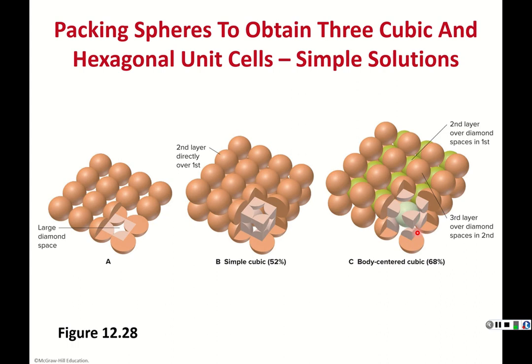If now your second layer is a different color, they use green, you move over one spot so the layers are not directly on top of each other, you shift it over into the space, and then you put a third layer at the same spot as the first layer. This is what leads to the body-centered cubic, and it has a 68% packing efficiency.